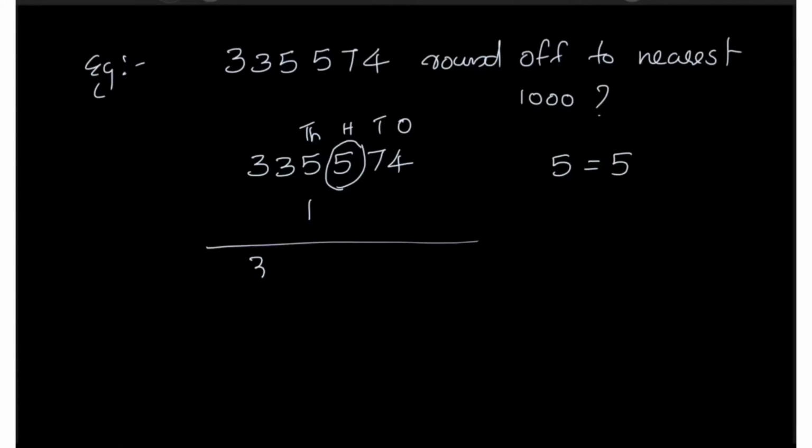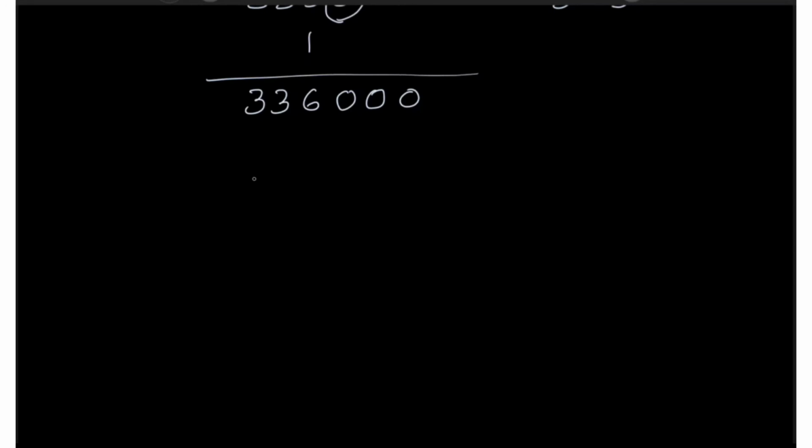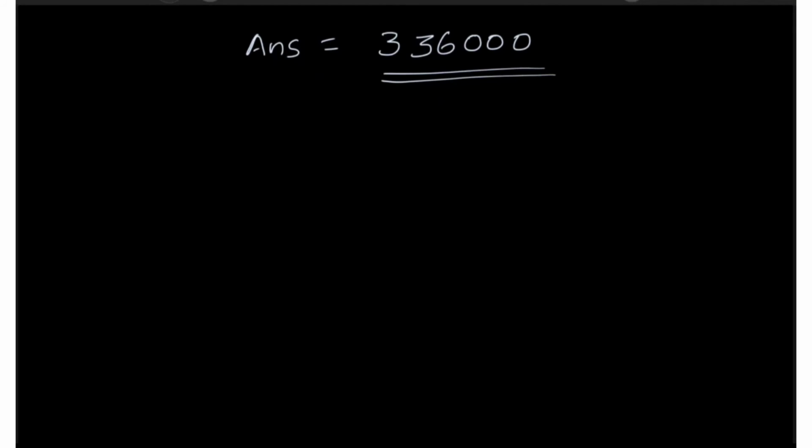And we can rewrite like this, 3 3. That 5 is changed to 5 plus 1, 6. Then put all the rest numbers into 0. This is the rounding off technique, and we get the answer like 336,000. This is our simple and easiest way of rounding numbers.